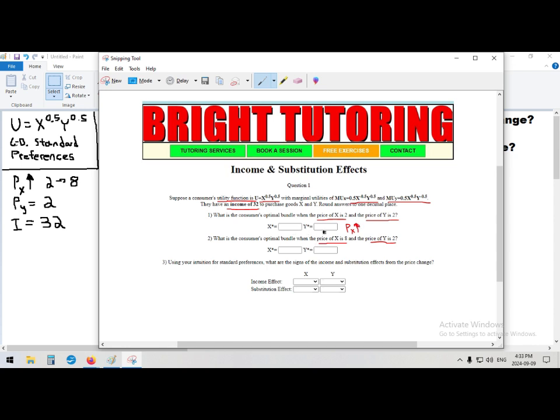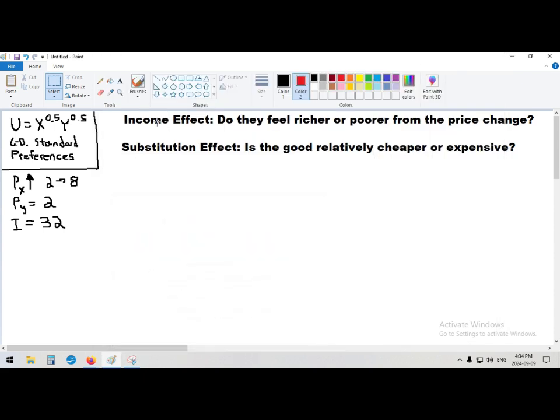So I've already shown you in an earlier video how to do these questions with the optimal bundles. So I want to focus on the third question down here, which is figuring out the signs of the income and substitution effect. Using the intuition for standard preferences, which is a Cobb-Douglas utility function here, we can figure out the signs of the income and substitution effects from this price change before calculating them. So let's work on this question down here.